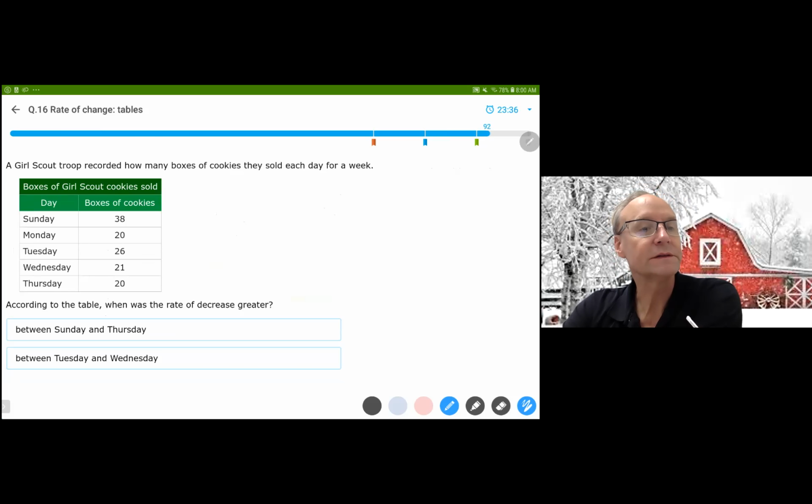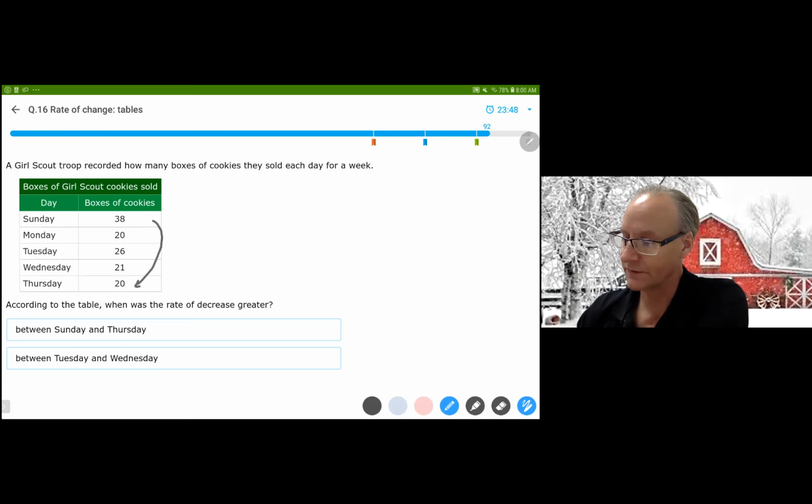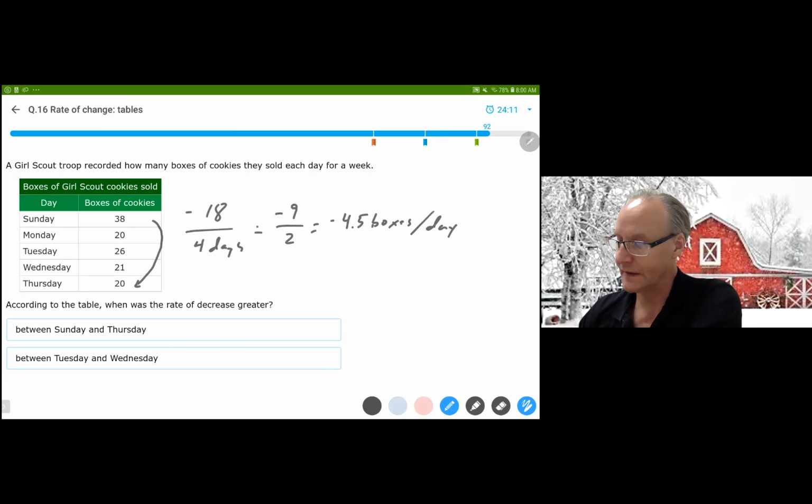Okay. How many boxes sold each week? When was the rate of decrease greater? Sunday to Thursday, which is 1, 2, 3, 4 days, isn't it? Make sure I didn't skip any. Yeah. So 38 to 20 is 18. It went down 18 over a period of 4 days. And we can reduce that to negative 9 over 2, which is negative 4.5 boxes per day. So that's the rate for Sunday to Thursday.